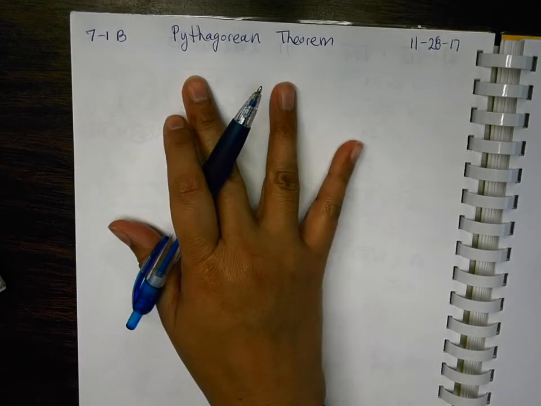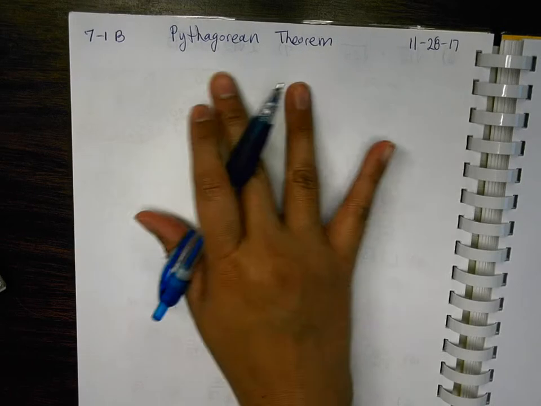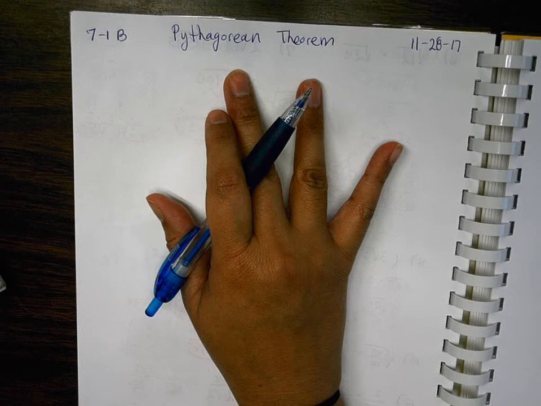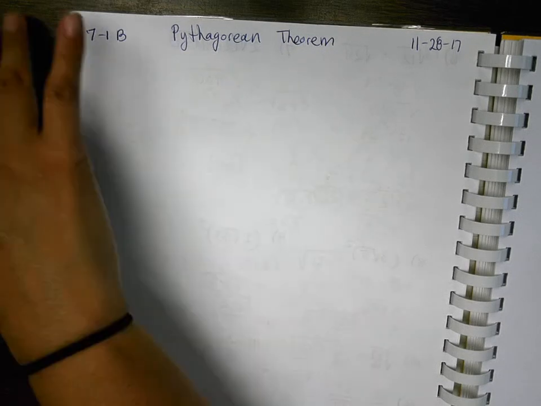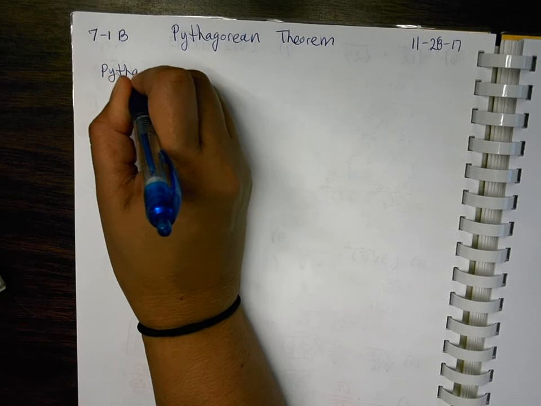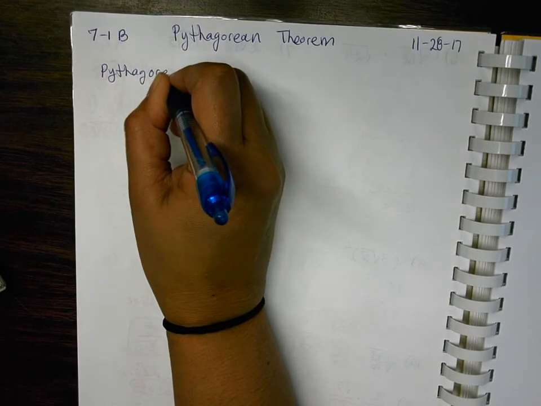All right, Pythagorean theorem. Have you guys seen this before? Yes? Do you guys remember the formula? A squared plus B squared equals C squared. Good job. All right, so we're going to write that down here. We're going to have our picture ready and everything.